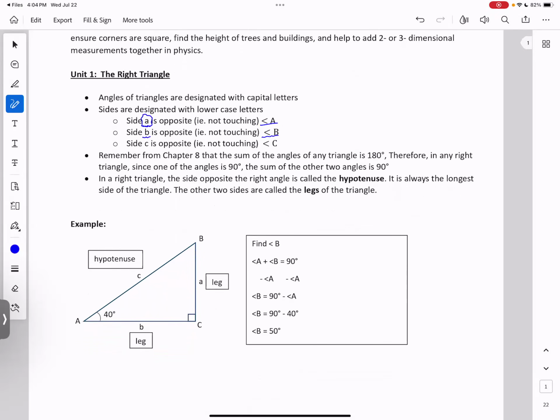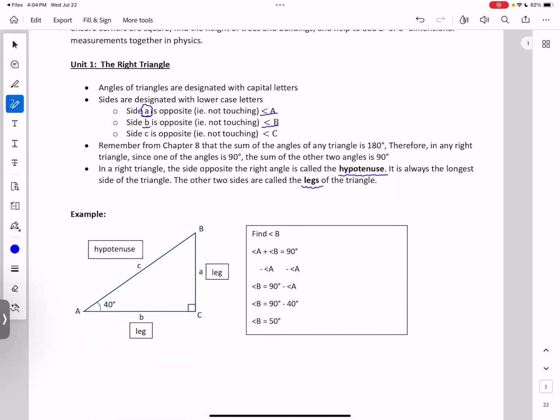And last thing, in a right triangle, the side opposite the right angle, so the side that's not touching your right angle, is called the hypotenuse. And it's always the longest side of the triangle. The other two sides are called the legs of the triangle.